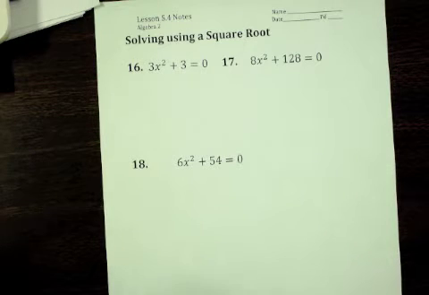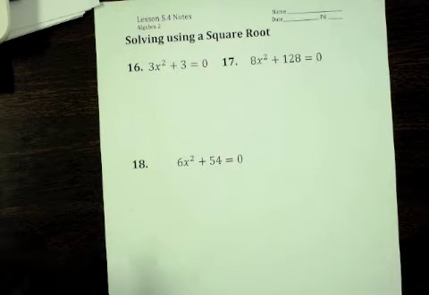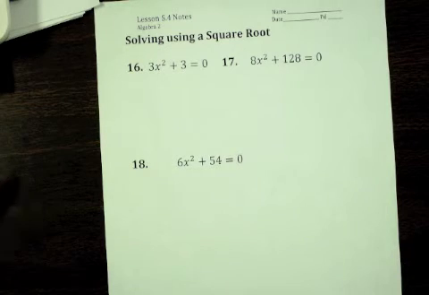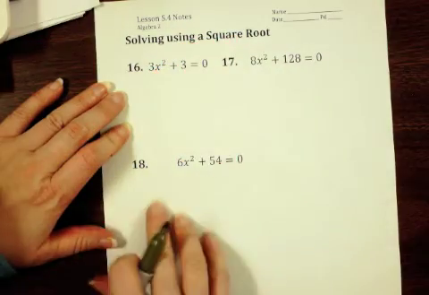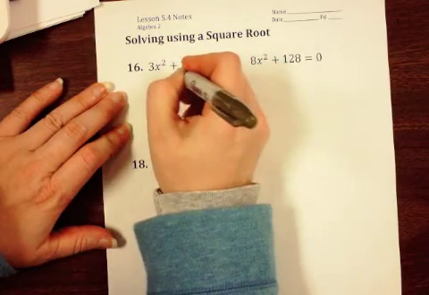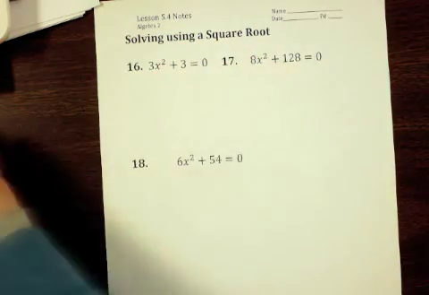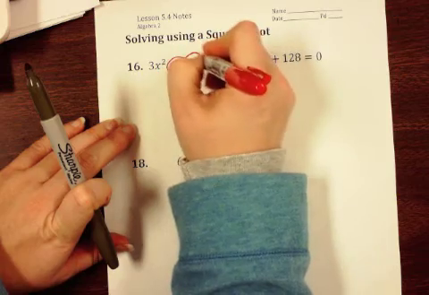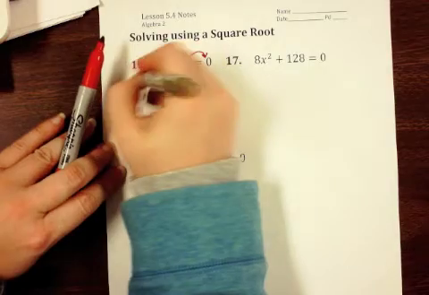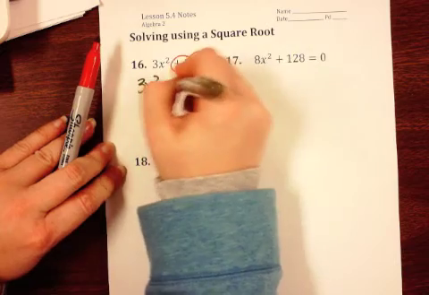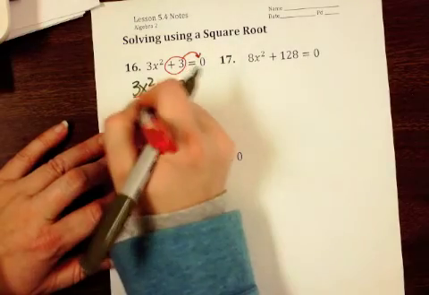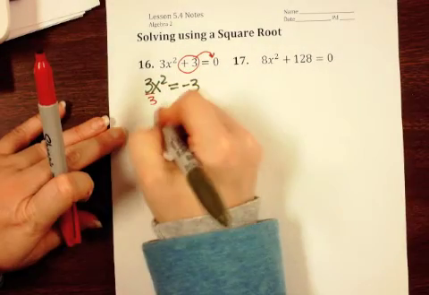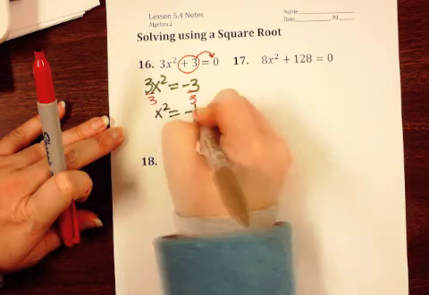Your last set of 3, we're solving using our square root. These are your easiest of the section, I believe. And you would just do this. So you've got 3x squared plus 3 equals 0. So what we want to do is move this 3 over, or subtract 3, either way. I get 3x squared equals negative 3. And I divide by 3 to get x by itself. So I get x squared equals negative 1.